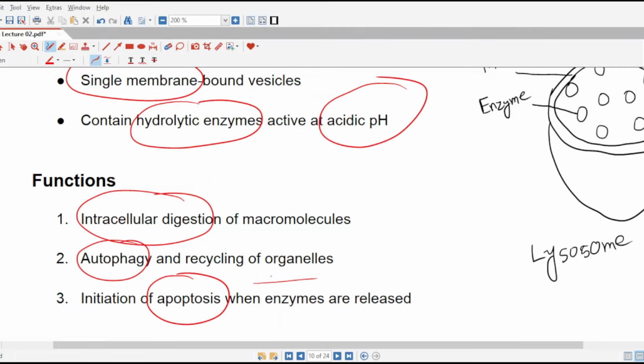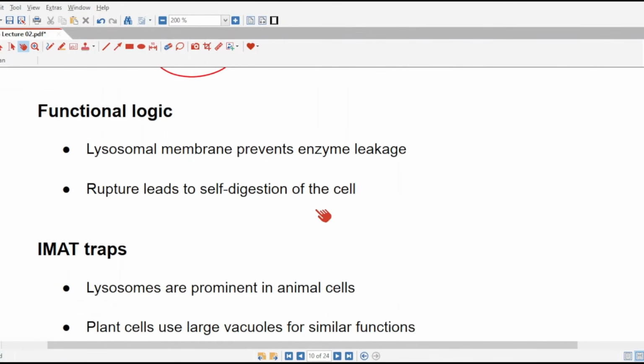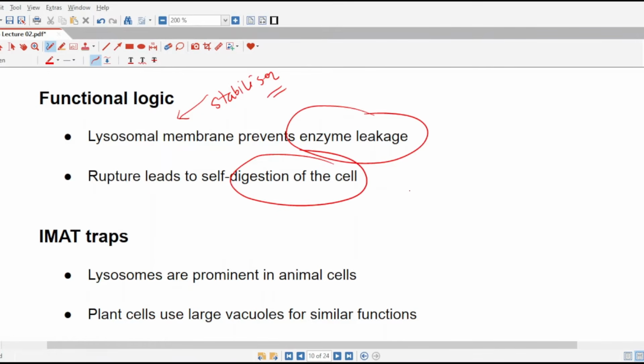Remember, this apoptosis is controlled by mitochondria. This is a high yield information. Okay. What will be the traps or functional logics? First of all, lysosome membrane prevents enzyme leakage. That means lysosome membrane has the function of preventing the enzyme leakage. The part that controls it, this is called stabilizer. And if there is rupture, then there will be self-digestion of the cell, and this process is called autolysis.